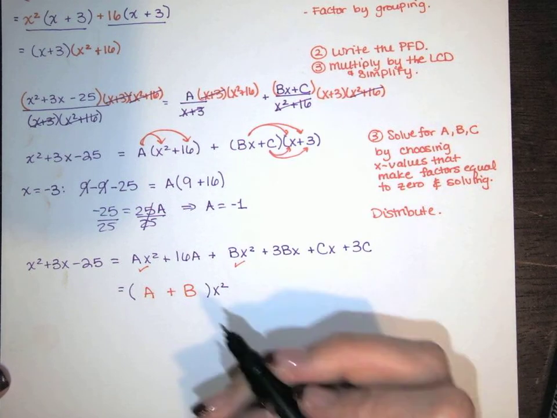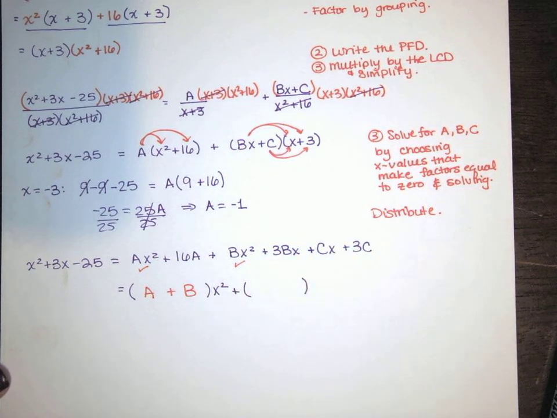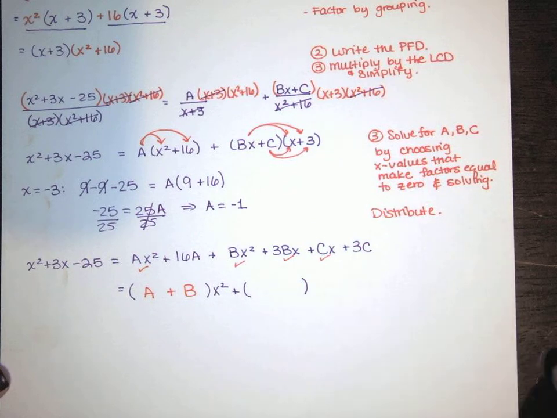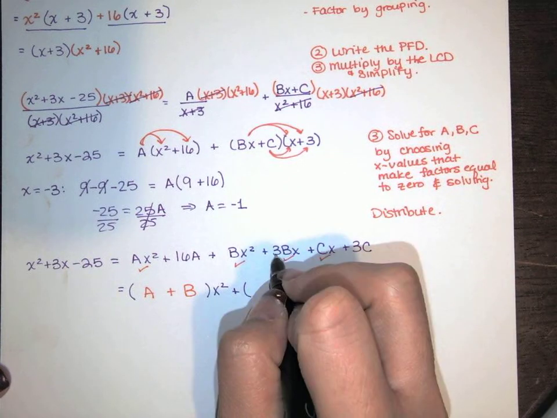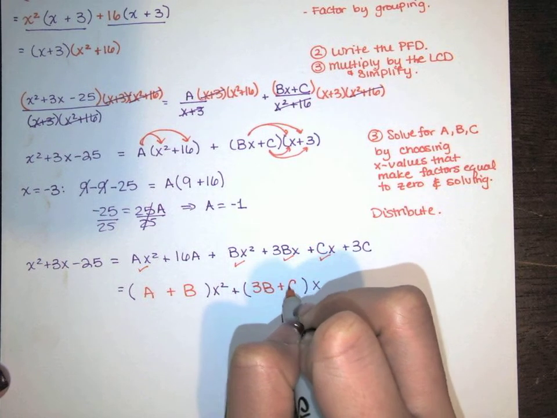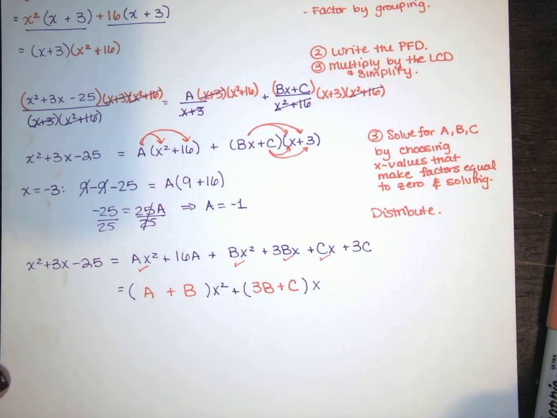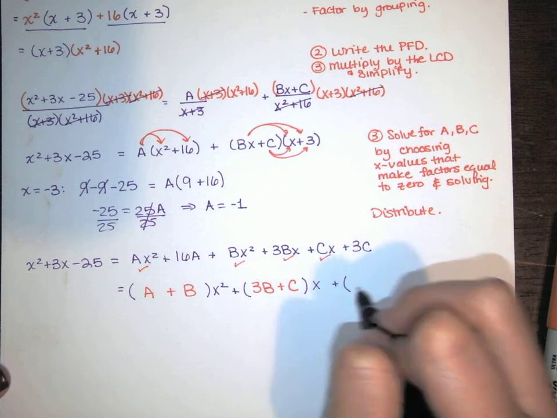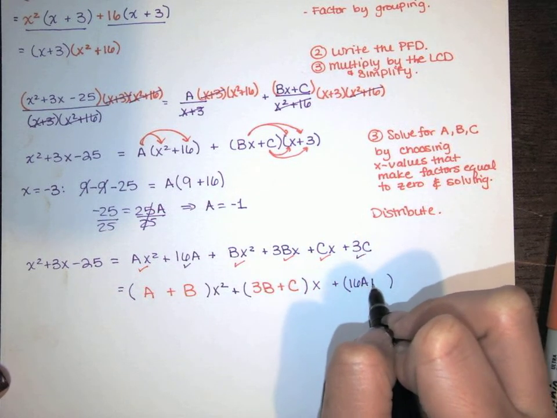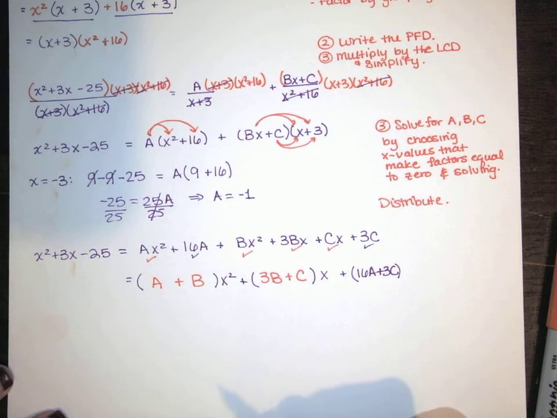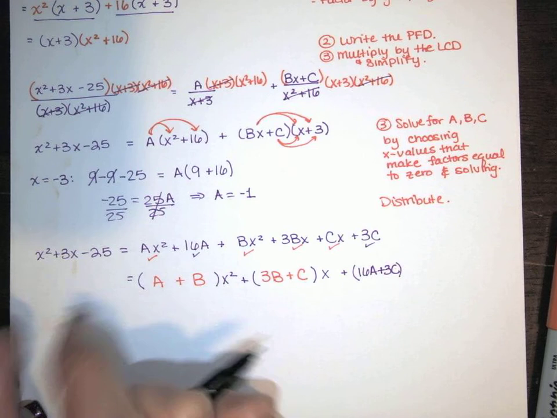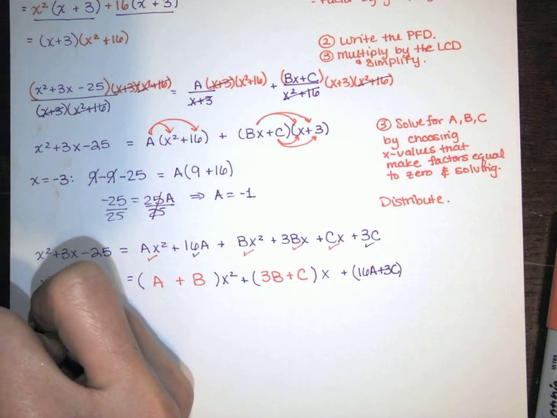The next thing we do is we're going to grab the x terms. I've got a 3bx and a cx. So that's 3b plus c times x. And then I'm going to grab the constant terms and group those together. 16a and 3c are our constants. So this is a polynomial in x on this side, and this is a polynomial in x on this side.